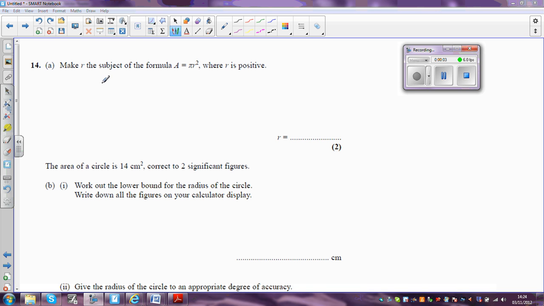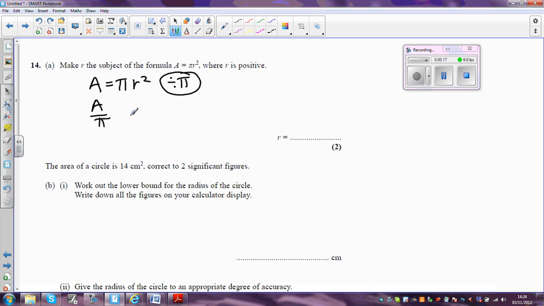The first thing we're asked to do here is make r the subject of this formula. So we've got A is equal to pi r squared. In order to find r, we need to get r on its own, so we're going to divide both sides by pi. Dividing both sides by pi, the left-hand side becomes A over pi, and the right-hand side is just r squared. To find r, we now need to square root both sides.